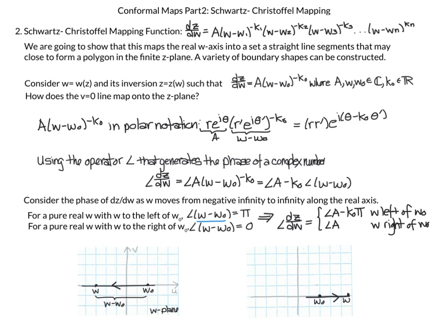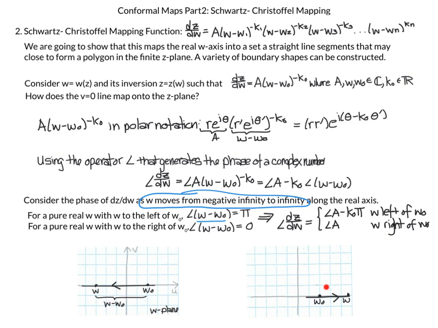Now coming back to when w is to the left of w naught, look at the phase change as we move w from negative infinity to positive infinity. The phase change for w minus w naught is 180 degrees because it's going in the opposite direction. In other words, 180 degrees is the same as pi radians.